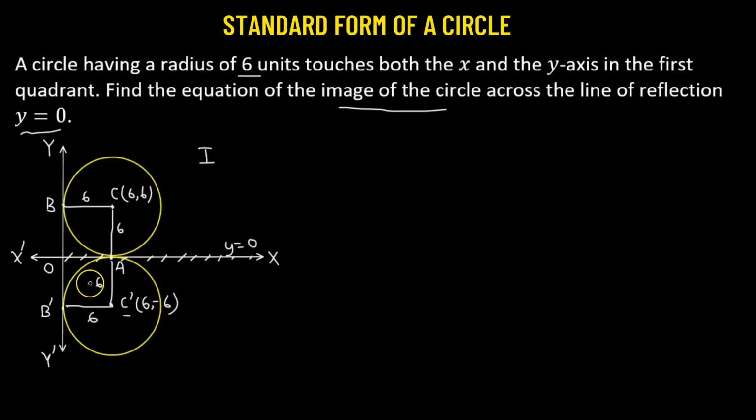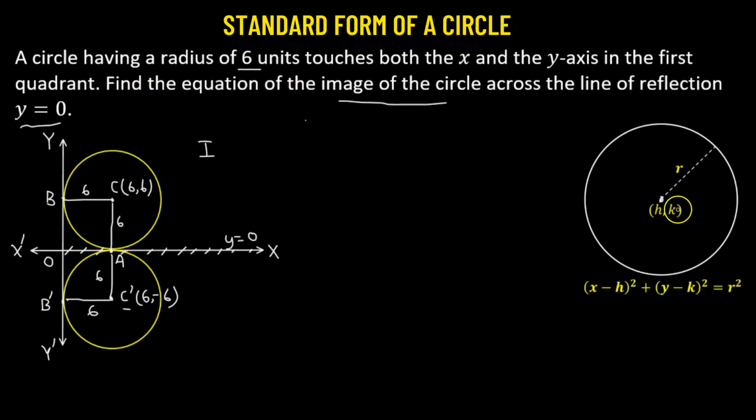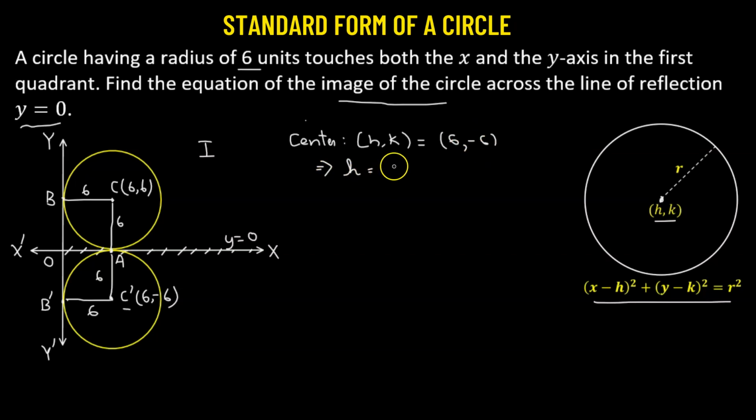We can easily find the equation of the circle. To do that, let's first specify the standard form of a circle. If we have a circle with center having the coordinate h, k and the radius r, then the standard form of the circle is given by x minus h whole squared plus y minus k whole squared equals r squared. Now in our case, our center, which is represented by h, k, is 6, negative 6. This immediately gives us the value of h. The x coordinate h is 6, and the y coordinate, that means the value k, is negative 6. And the radius is also provided to us. Our radius is 6 units.